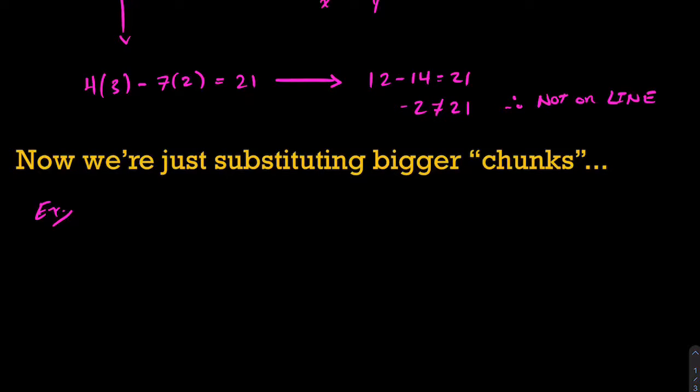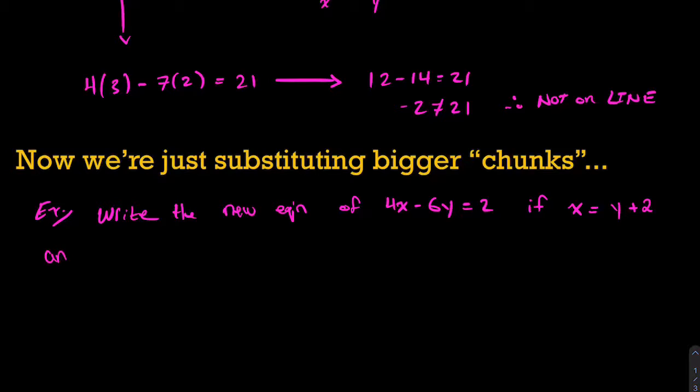So example: write the new equation of 4x minus 6y equals 2 if x equals y plus 2, and y equals, I'm going to put these in brackets to show, (x plus 2x squared). Okay.